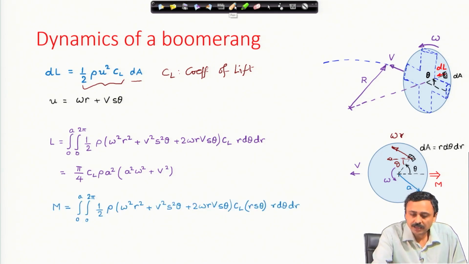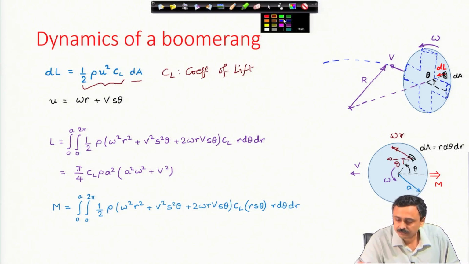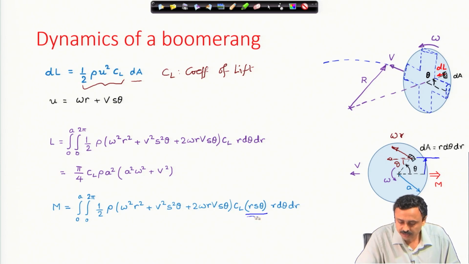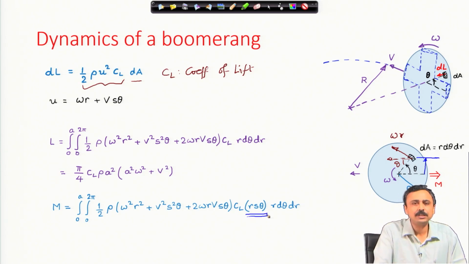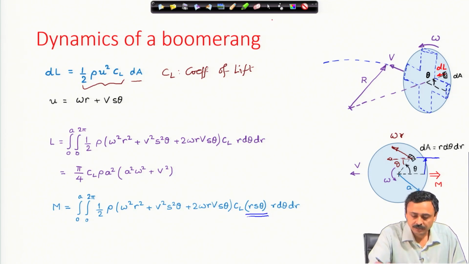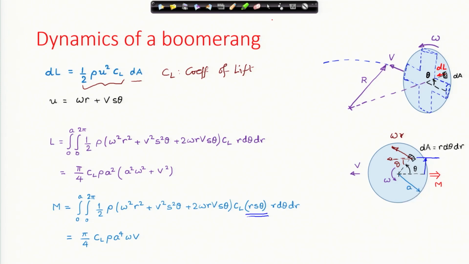Similarly, I can calculate the moment. Now, what I do is I look at the moment arm. This is the moment arm, which is r sin theta. I have multiplied with that force and I have integrated over the area of the disk. Straightforward. When I do this integration, I get the moment expression. These are simple algebraic steps which you can always complete. So, you calculate the lift force and the moment because of that lift force on the boomerang. Therefore, we have calculated L and M.